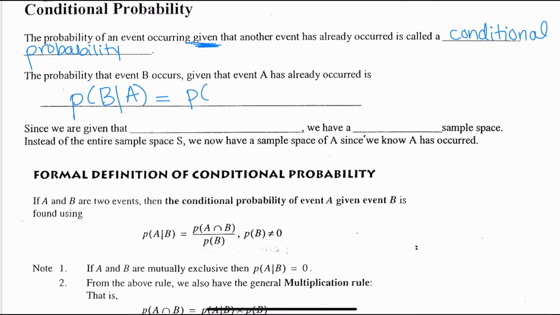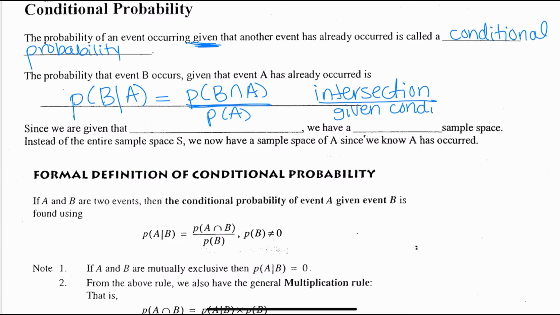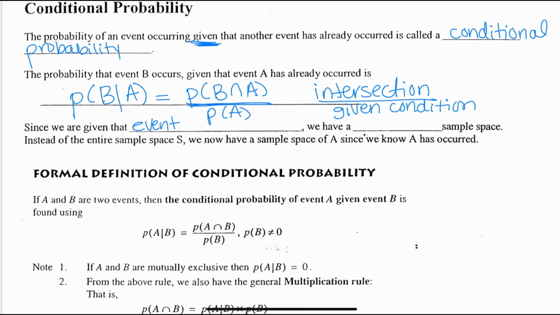It is equal to the probability of the intersection divided by the probability of the given condition. So it is always the intersection, which is what they both have in common, over the given condition. And the given condition is whatever comes after the bar in the formula. Since we are given that event A has occurred, we have a reduced sample space. Instead of the entire sample space S, we now have a sample space of A, since we know that A has occurred. Let me give you an example.